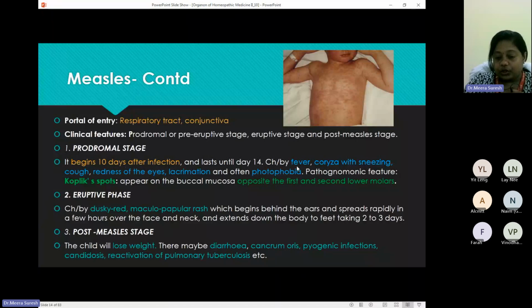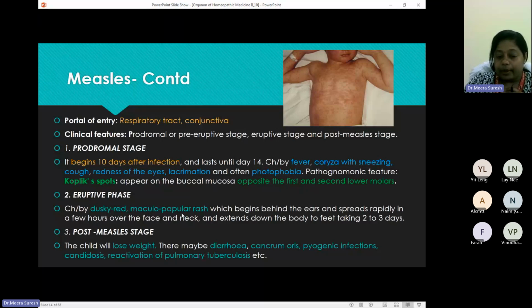The prodromal stage is characterized by fever, coryza with sneezing, cough, redness of the eye, lacrimation, and often photophobia. The pathognomonic feature is Koplik spots. It can be asked as an MCQ, and it usually appears on the buccal mucosa opposite the first and second lower molars.